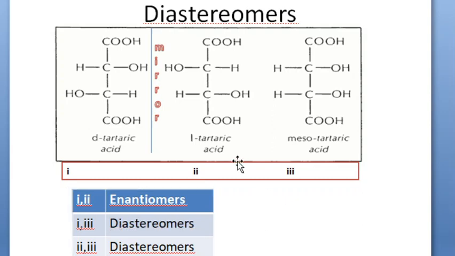And what about 2 and 3? L-tartaric acid and mesotartaric acid. Your L-tartaric acid and mesotartaric acid also become what? Non-mirror images and non-identical. As L-tartaric and mesotartaric are not mirror images, there is no mirror image relation, and these are not identical. So obviously they can't be classified as enantiomers. What do they become? 2 and 3 will become what? Diastereomers. So if they are not enantiomers, if more than one chiral center is there, then the relationship is what? They become diastereomers.